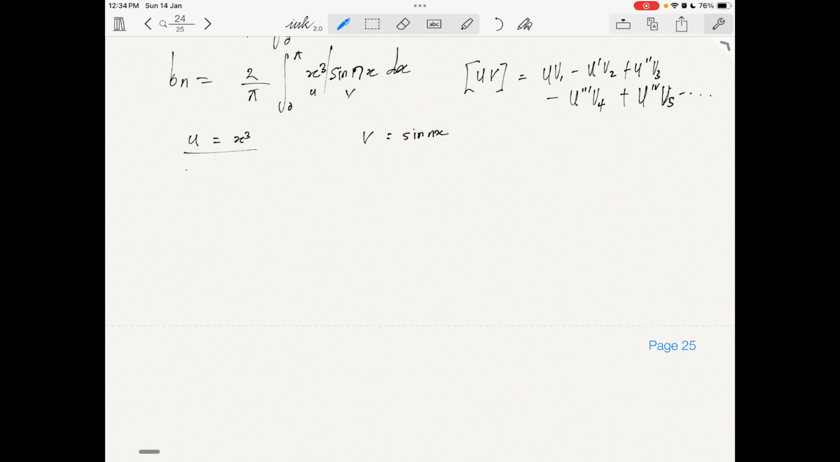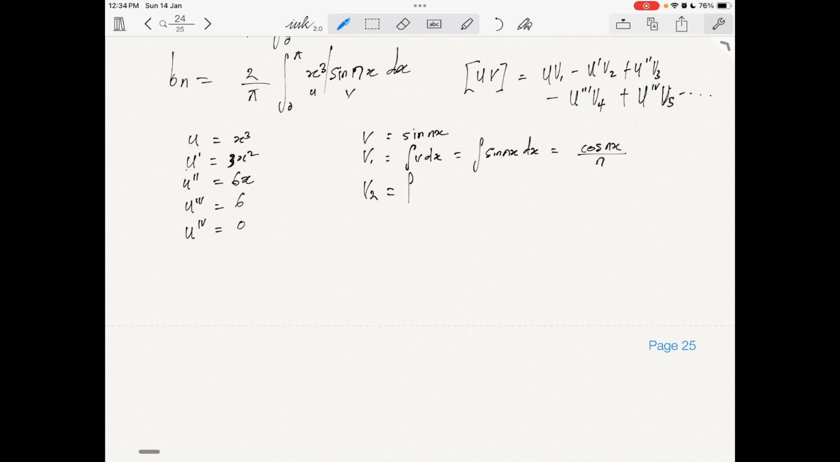So given u is x raised to power 3, our u prime, which is differentiating x raised to power 3, is 3x squared. Differentiating it further again, we have 6x. Differentiating it further again, we have 6, and this will give us 0. So we have to evaluate v1 down to v4. So v1, which is integral of v with dx, is integral of sine nx, and integrating sine nx with dx, we have minus cos nx over n.